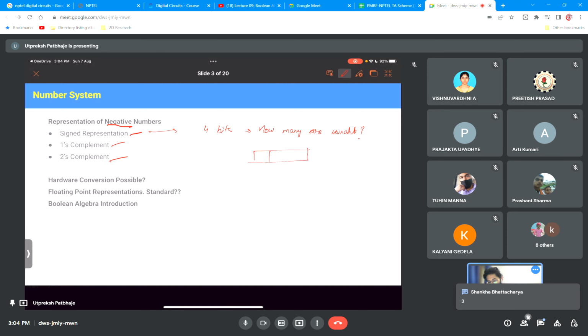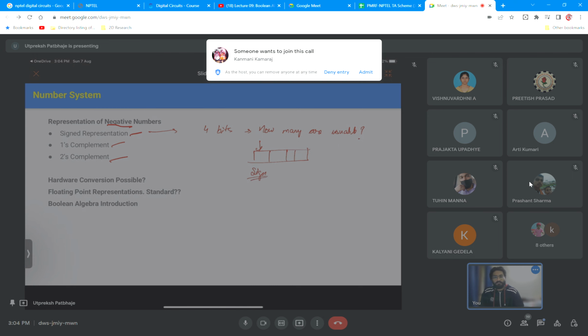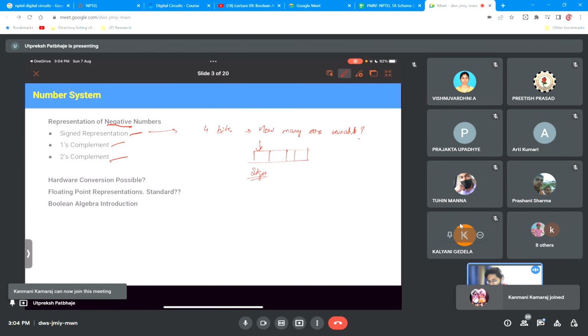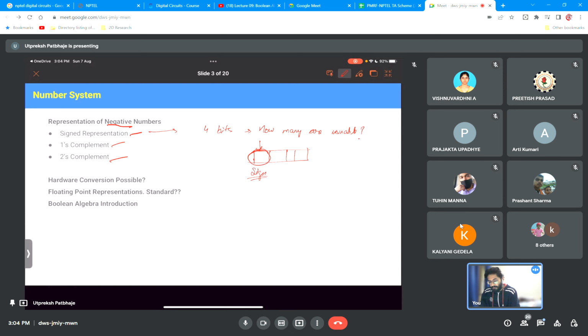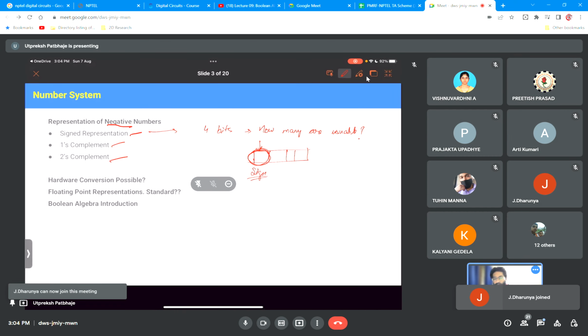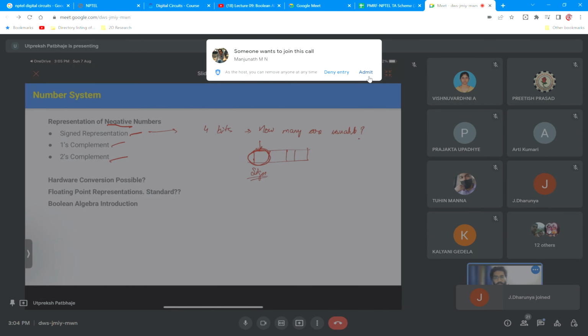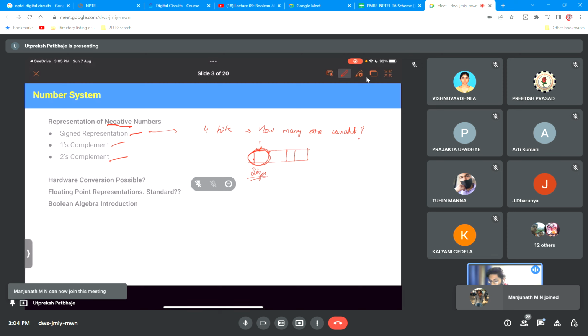In case we have 4 bits, the first bit will be used for sign. Whereas in one's complement and two's complement, all the 4 will be used for representing the number, but in signed representation, the first one will decide whether your number is positive or negative. I hope you guys have paid attention while Professor was discussed this topic. Coming forward, is hardware conversion possible for these negative number representations? That was also discussed to some extent in the classes.